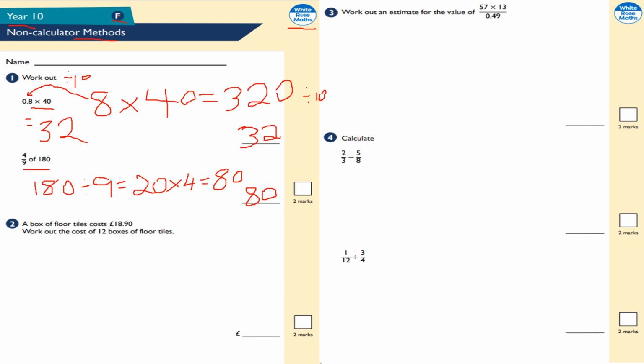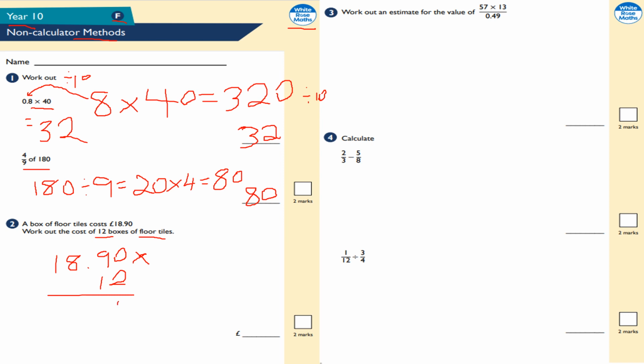Question number 2, a box of floor tiles costs £18.90. Work out the cost of 12 boxes of the floor tiles. So it's going to be £18.90 times 12. I can multiply here with or without the decimal point. Actually, it doesn't matter here, but at the end I've got to be careful. If we estimate, that's approximately 19 times 10, so the answer should be close to 190. That will help us place the correct decimal point for our place value. So the answer's around £190, or just a bit over.